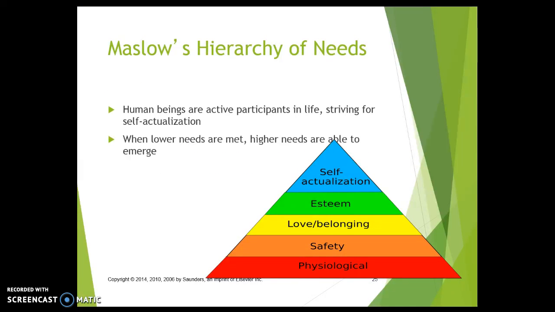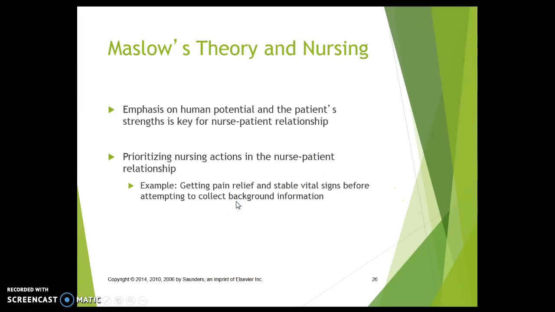Humanistic theories. So here's our Maslow's, one of my faves. Maslow's hierarchy of needs. Human beings are active participants in life, striving for self-actualization. When the lower needs are met, higher needs are able to emerge. So again, you've got your physical, your safety, your love and belonging, your esteem, and then your self-actualization. And it's a lifelong process working up this way, and we always are going back and forth, okay? Throughout life, we're going to be going back and forth in different things.